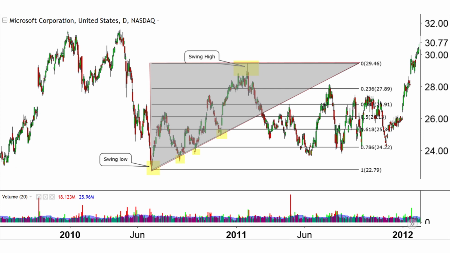The reversals at the 0.236 and 0.786 fib levels in 2011 are especially noticeable, with large price reversals occurring at these levels. In the case of this example, the fib would lose reliability as price moved outside the price range of the fib. Here it would be if price moved above 29.46 or below 22.79.